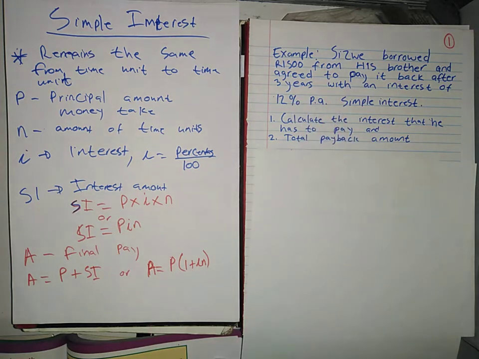Okay, so we're given a story. In this story, we must be able to find things like P, N, I, SI, and so on, so that we can answer the questions. How are we going to do that? We are going to look at the questions in context and then extract what we are supposed to extract.